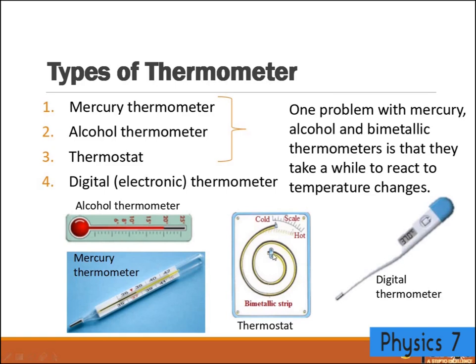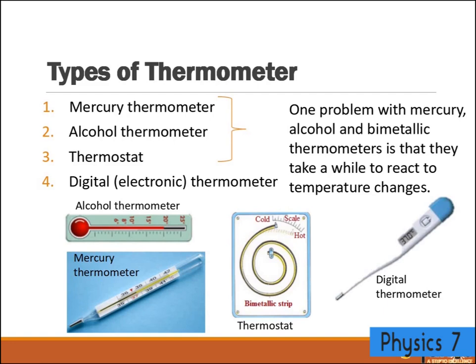It's made up of a bimetallic strip and a scale. And the bimetallic strip is made up of two different metals which are bonded or glued together. Now, because the metals expand at different rates, the combined strip bends in a certain direction when it's heated. And when it cools, it bends in the opposite direction. So we use thermostats in refrigerators as a switch.